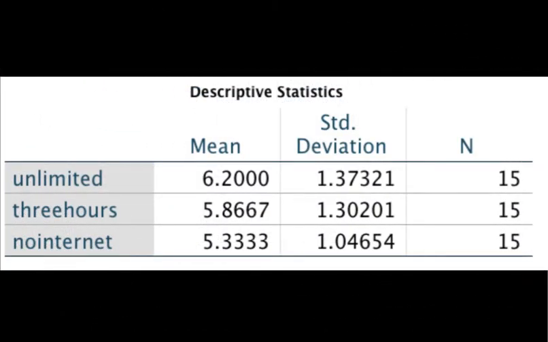Let's take a closer look at those descriptive statistics. Here we have the means, standard deviations, and sample sizes for our 3 groups. Notice that the unlimited group has the highest mean, followed by 3 hours, and then the no internet group. At this point, however, we have yet to determine if the differences found here are statistically significant.